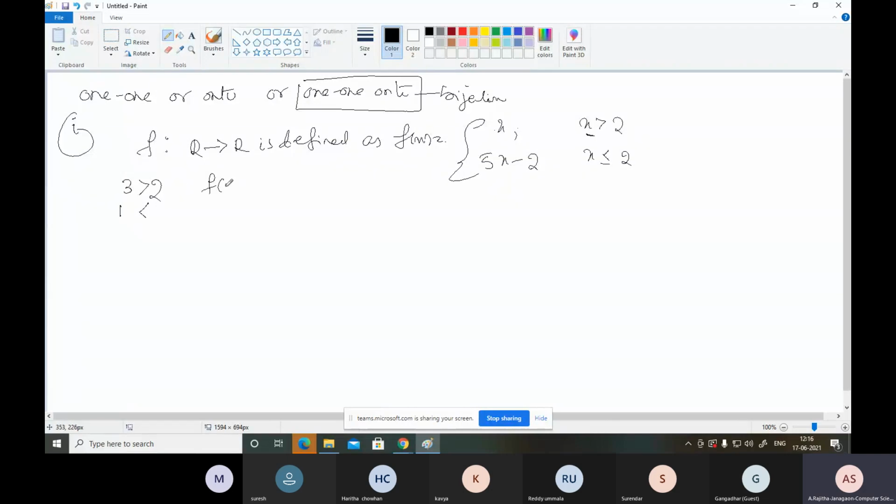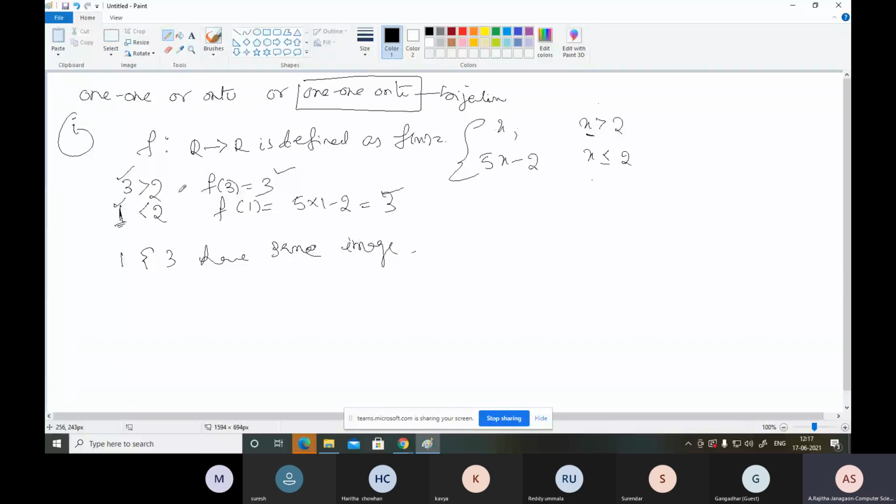So f of 3 equal to 3. Now you can observe 1 is less than or equal to 2, so the second rule applies. f of 1 equal to 5 into 1 minus 2, which is 3. So here 3 and here 3. Thus 1 and 3 have the same image, isn't it?